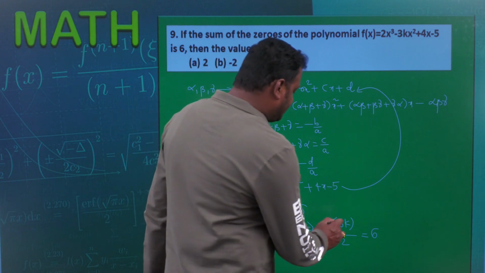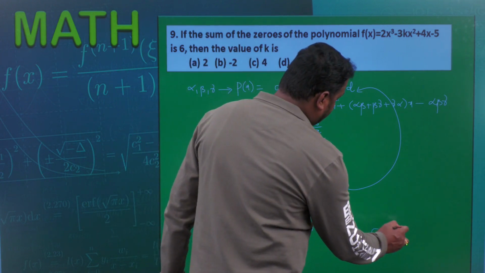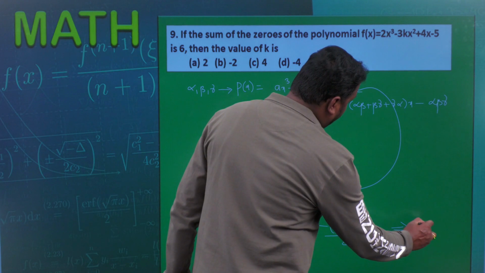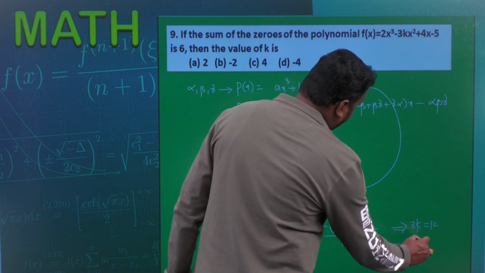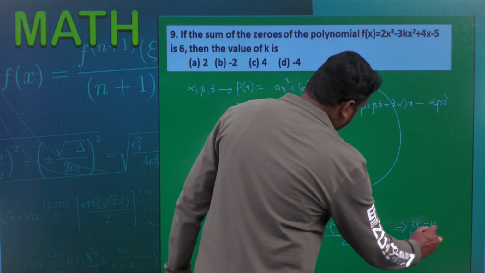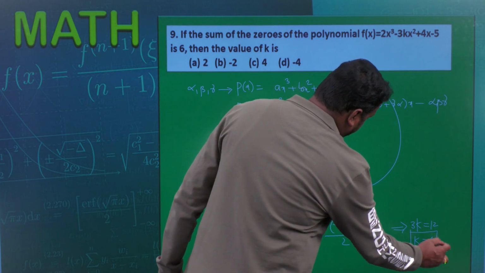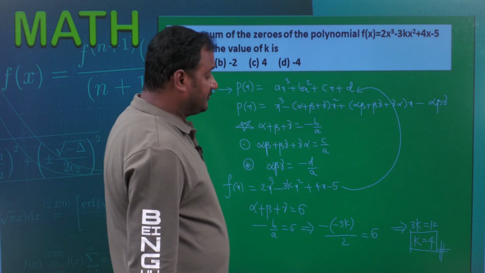So 3k is equal to 6 2s are 12. 3k is equal to 12. Then the value of k is going to be 3. How much are 12? 3 4s are 12. So this way we can find out the value of k.